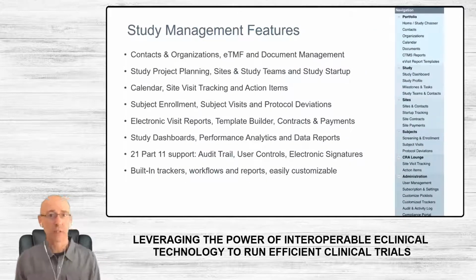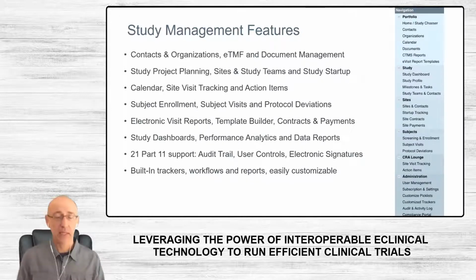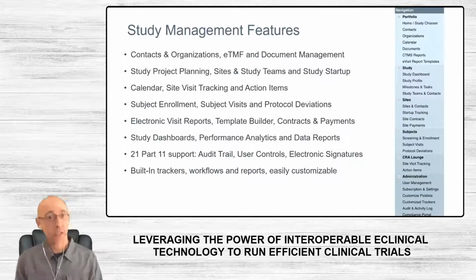So a little bit about the features that are included in a CTMS. It's a long list. You can see our navigation over to the right there. Just to hit a couple of highlights, the CTMS includes contact and organization management, trial master file and document management, study startup, calendar site visit tracking for your monitoring needs, subject enrollment, visit tracking, electronic visit reports, contracts and payments, dashboards and analytics, 21 CFR Part 11 controls, and we bring that to you through an easy-to-use web-based interface that supports these features through built-in trackers, workflows, and reports, all of which are very flexible and easily customizable. Next slide, please.